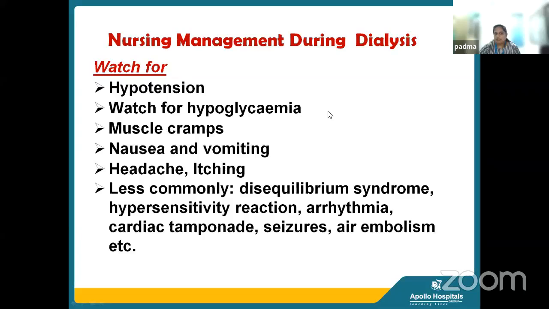Or watch for hypoglycemia, muscle cramps, nausea and vomiting. These muscle cramps are due to dehydration. Some patients, if the dialysis process is new to them, may get nausea and vomiting. Headache, itching, and headache because of hypertension. Less commonly, disequilibrium syndrome, hypersensitivity reaction, arrhythmia, cardiac tamponade, seizures, or air embolism, etc.